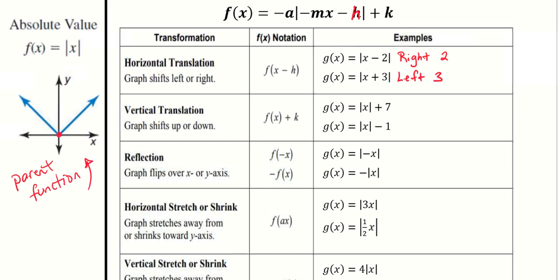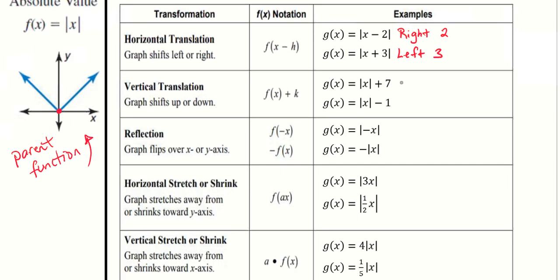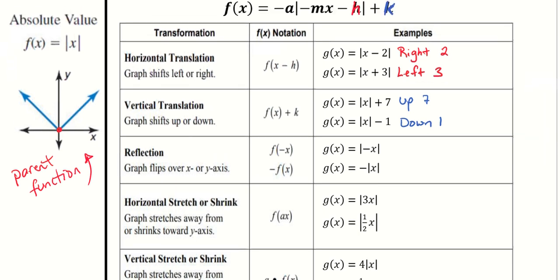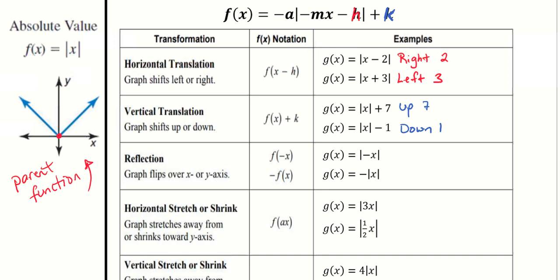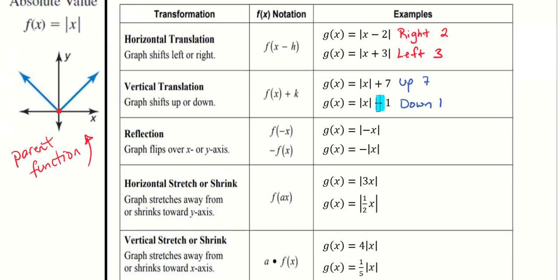So what happens when we add or subtract something onto the back or the front? Well, when that happens, our graph is either going to move up or it's going to move down. So in this case, our graph is going to move down 1 spot, and up 7, because here we have a +7, so it will move up. And here we have a -7, so it will move down 7 spaces.